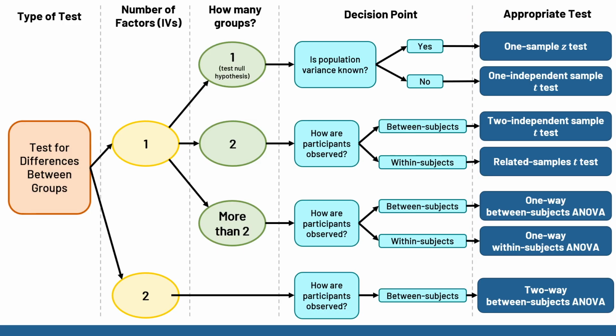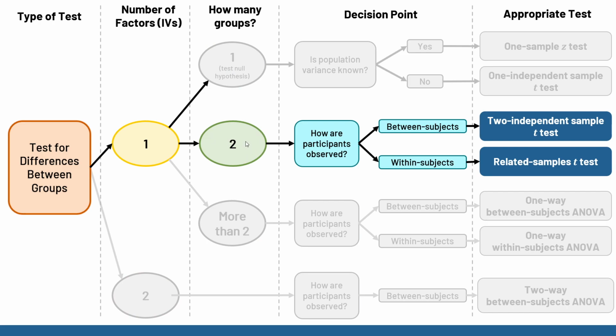And so refreshing our memory about where we're at in this course, these are all the different tests for differences between groups. Previously, we were focused on one group with our z and independent sample t. Now we're going to move on to testing differences between two different groups. Right, so if we look here, we have a decision point in how participants are observed, between subjects or within subjects, relating to whether it's two independent samples or related samples.